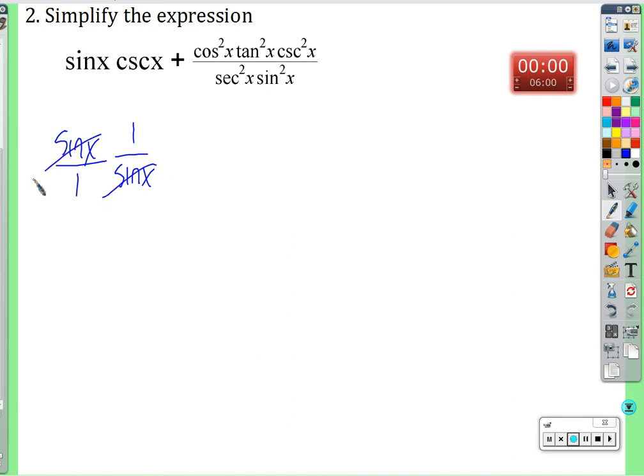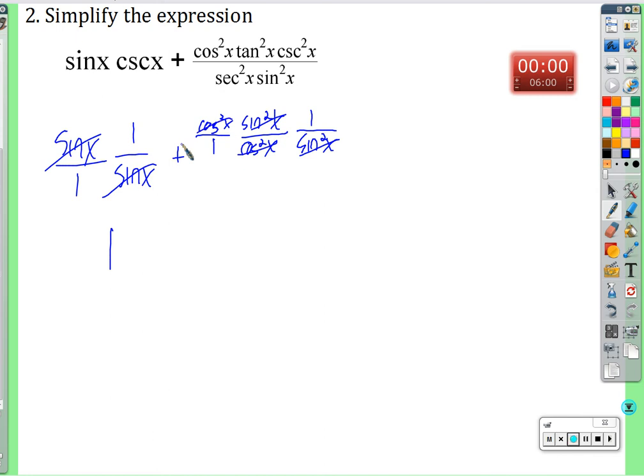All right. Sines cancel, so that's 1. Plus. Still, a bunch of multiplication and division, so we're hoping fractions will cancel out if you write them down. So this is just cosine squared over 1. How about the tangent? Sine squared over cosine squared. Cosecant over the sine.